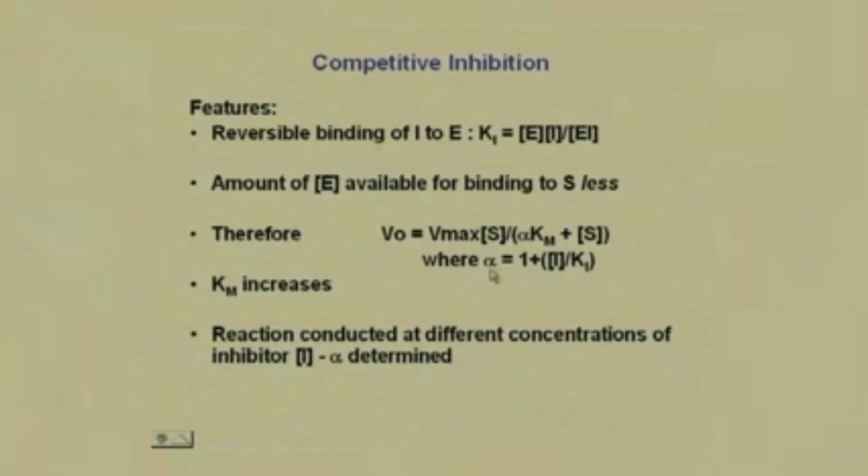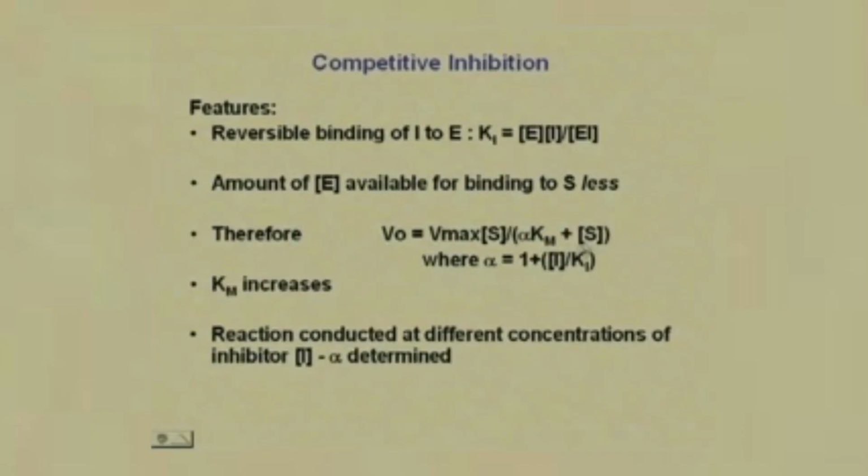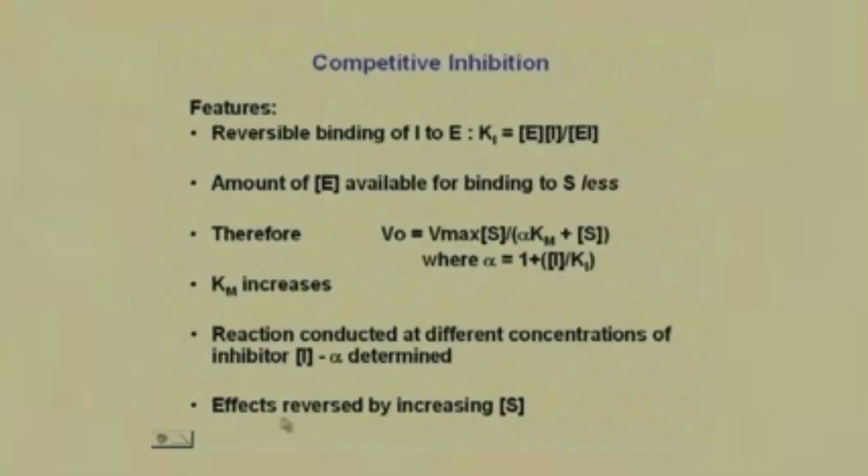So how do I determine alpha? All I have to do is do the reaction. How did we do the original Michaelis-Menten? We just conducted a reaction at different substrate concentrations. Now I have to conduct my experiment at different inhibitor concentrations. And the effects are reversed how? By increasing the substrate amount. As soon as this equilibrium releases some of the enzyme, if I increase the substrate concentration to a large enough value, then the free enzyme can react with the substrate to form the normal products in the normal way it would.